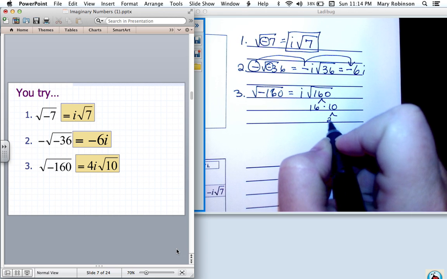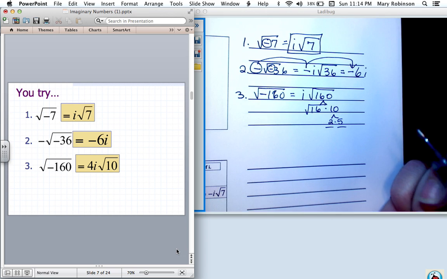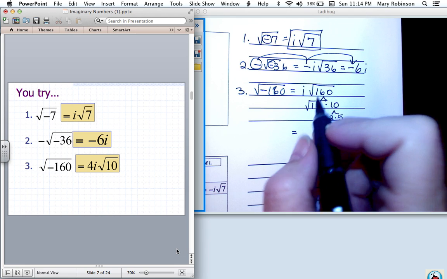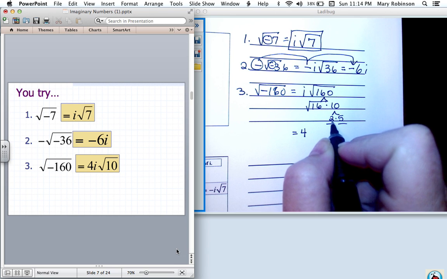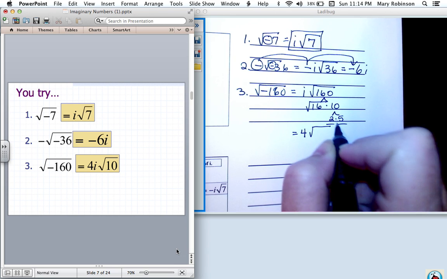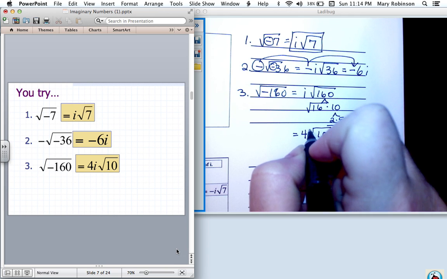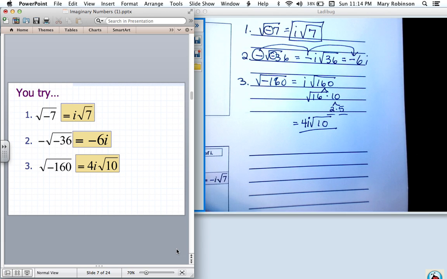So once we get to the point where we recognize that we have a perfect square, I'm just going to put the square root of 16, because we know the square root of 16 is 4. But our factors of 10 are prime, which get multiplied together. 2 times 5 is 10. Just don't forget to make sure you put your i after the real number part out front. So that would be 4i square roots of 10.